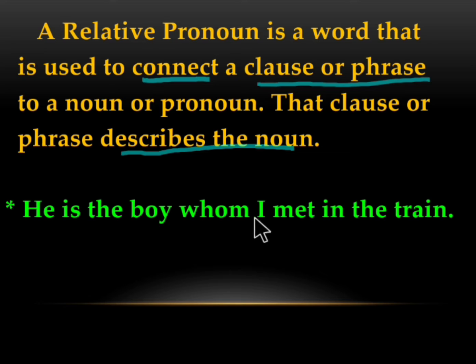He is the boy whom I met in the train. Here, he is the boy. This boy is the noun. This is the remaining part of the sentence. And this whom is the pronoun which describes this noun boy. Since this whom is the pronoun which describes the noun boy, this whom is called the relative pronoun.